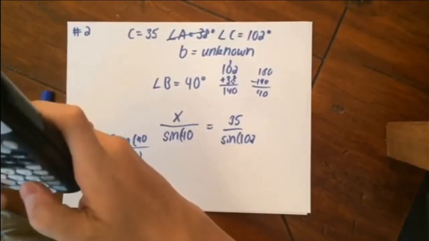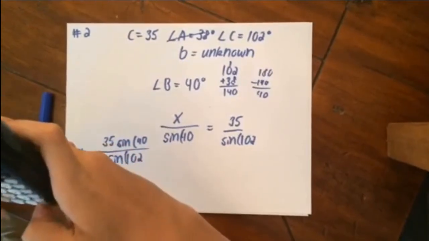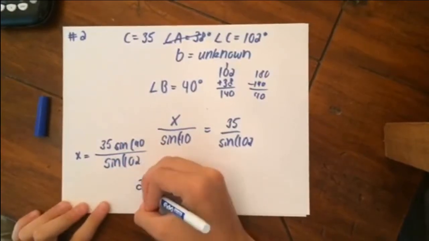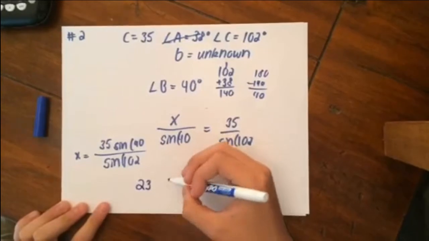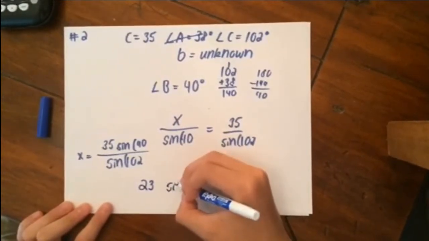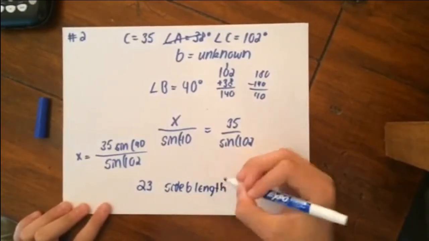35 sine 40 divided by sine of 102, and you get exactly 23 for that. So that is your side B length right here.